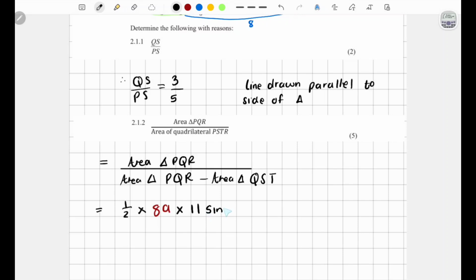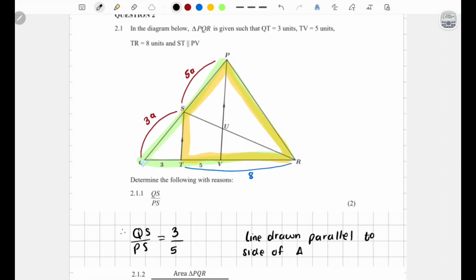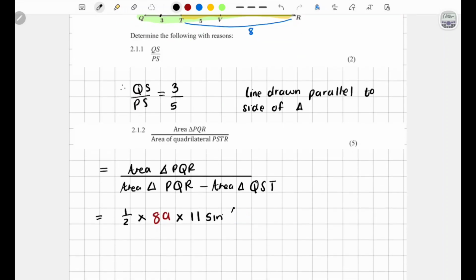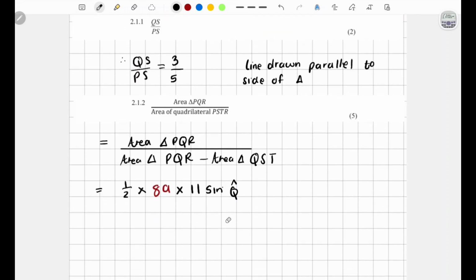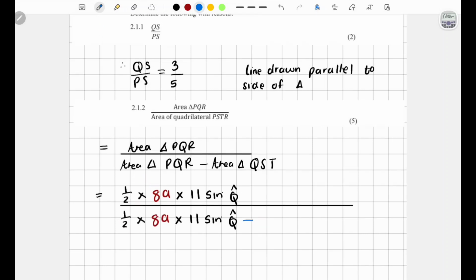Then we say sine of the middle angle, the angle that is in between these two sides, which is angle Q. So we're going to say sine of angle Q. And you will see how sine of angle Q will cancel. And that's why we try to make sine of angle Q included in all the calculations that we have. And then we have area of triangle PQR, which is exactly the same thing. So we can just rewrite it. So minus the area of triangle QST.